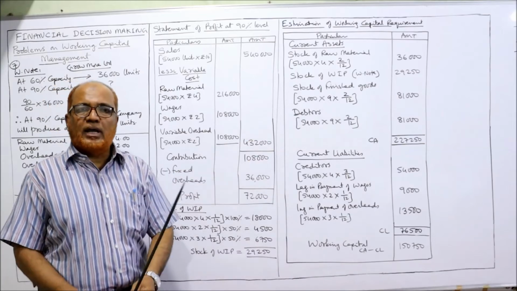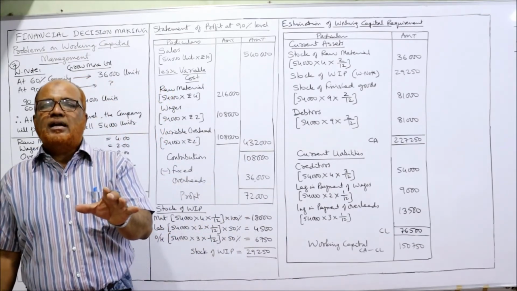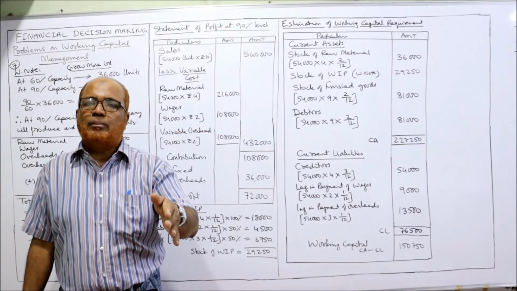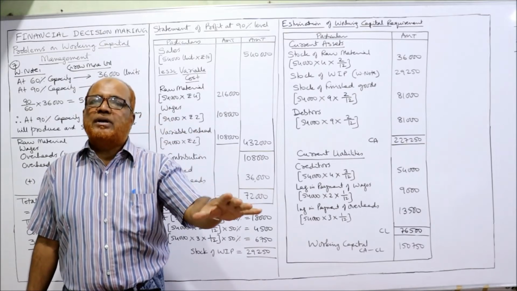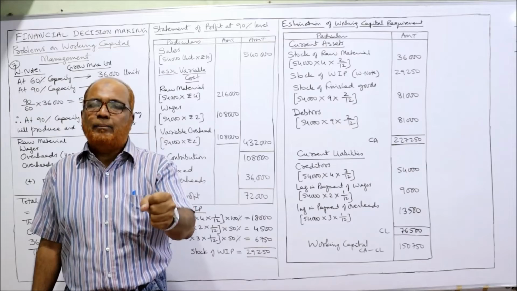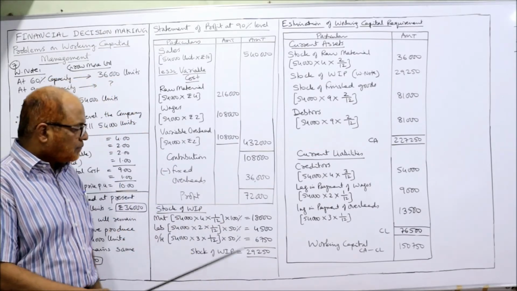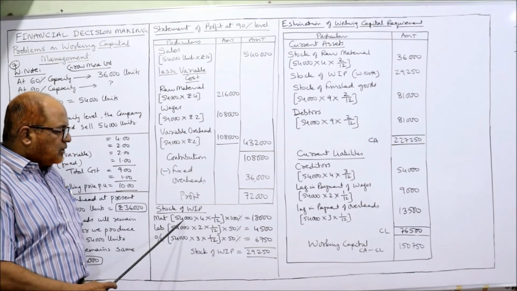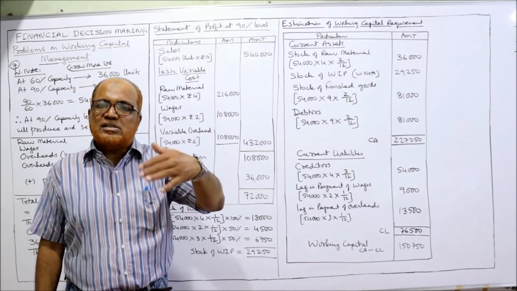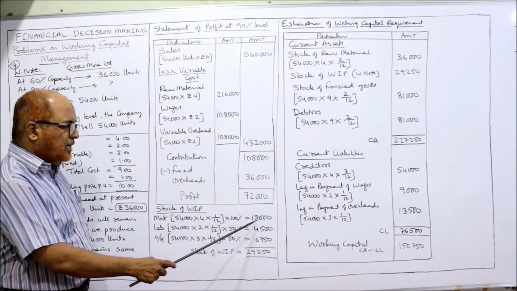Stock of work in progress. This we have to calculate in working notes. In the working note, you should write down that it is assumed that half of the work is completed on WIP. So we take 100% of material, but only 50% of labor and overheads. So material: 54,000 into 4 rupees into 1 by 12. Material is in processing for 1 month, given in the problem. So 1 by 12 into 100%, 18,000.